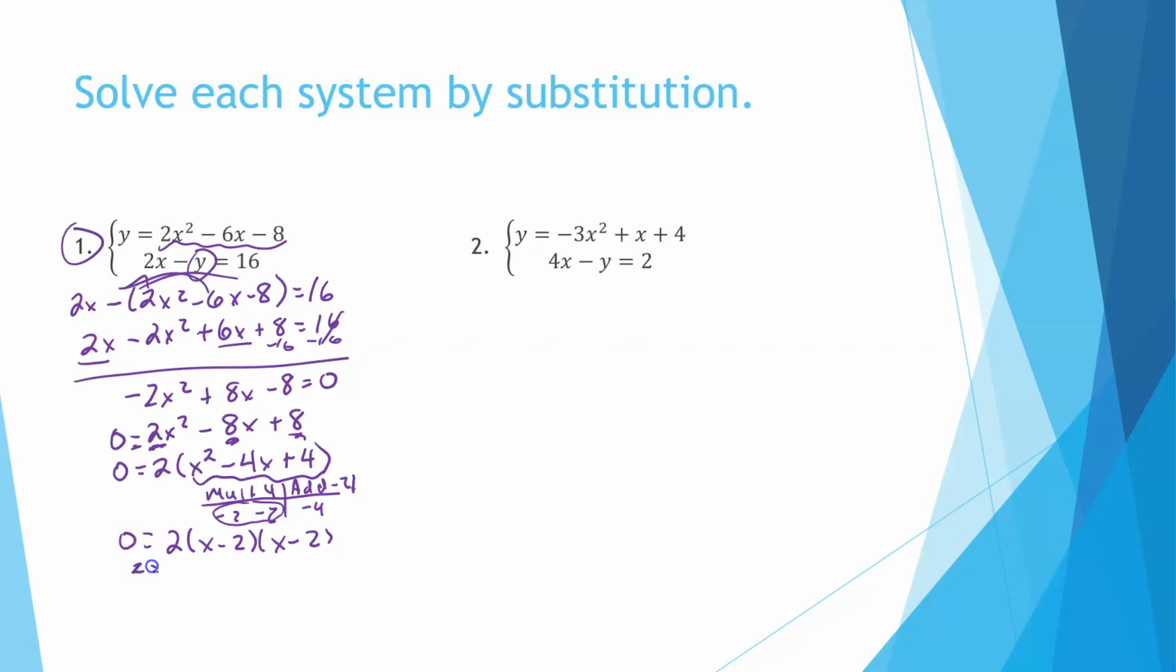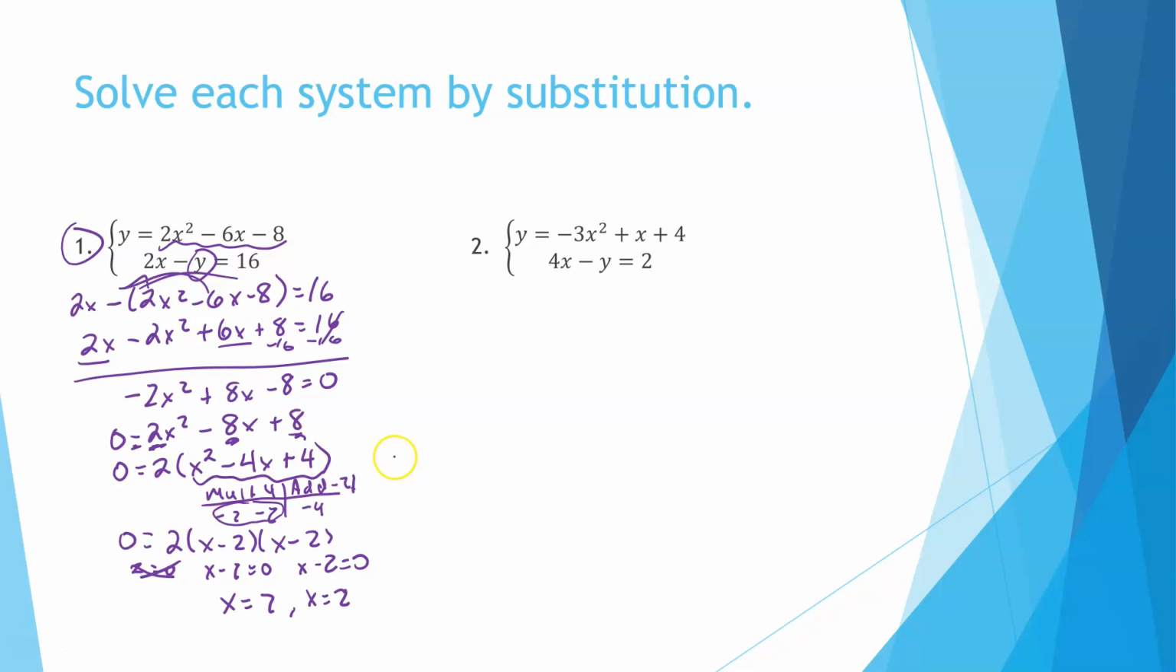Now remember, we take each factor. When does 2 equal 0, x minus 2 equals 0, x minus 2 equals 0. But if it's just a number, there's no x to solve for. And both of these give me x equals 2. Sometimes we have a repeated solution like that. That's when we're only going to have one answer.